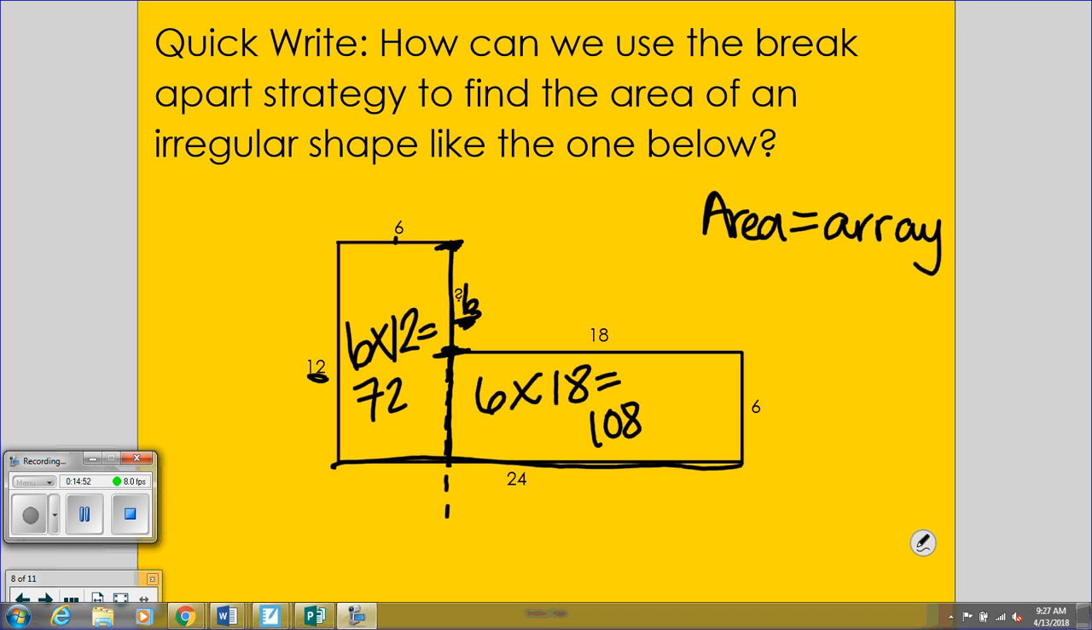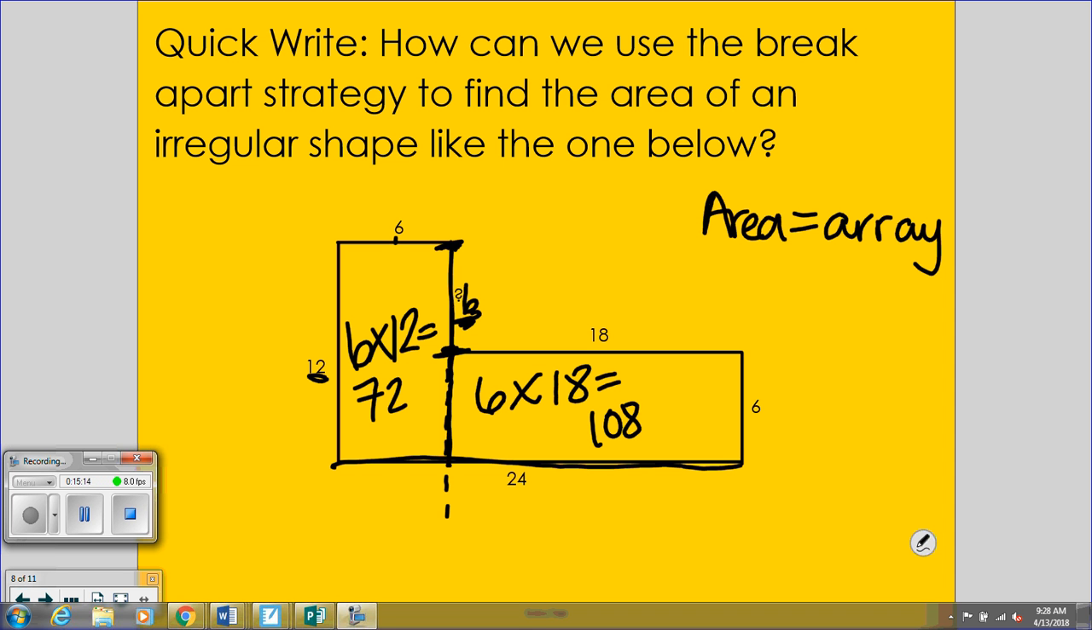Is the area 72,108? No! What do I do now? Someone smushed those numbers together. That's probably an answer choice. How do I find out the area of the whole L shape? Because right now all I've done is find mini areas.